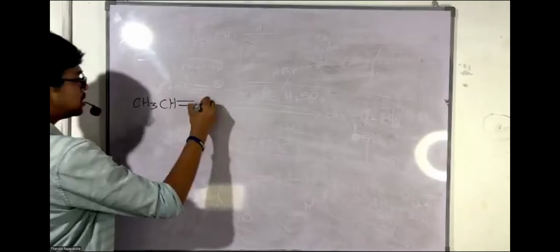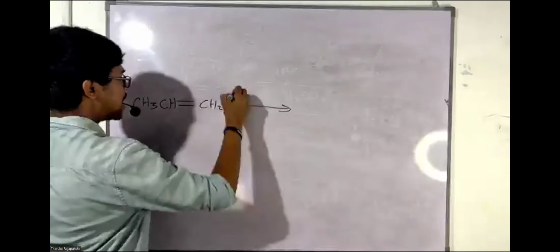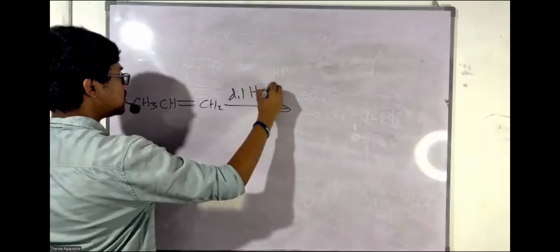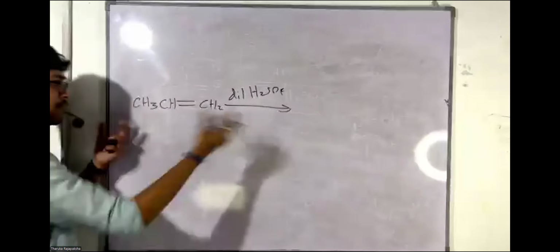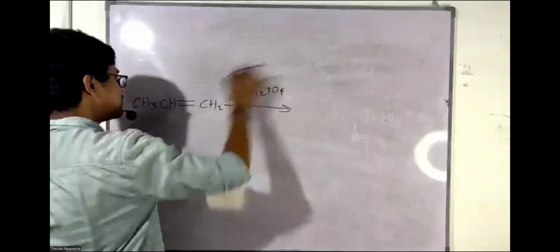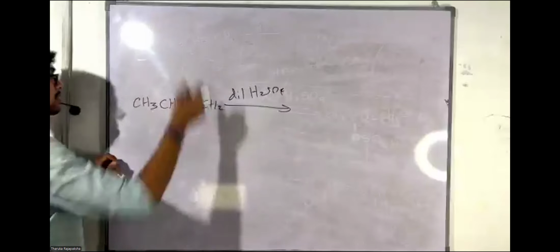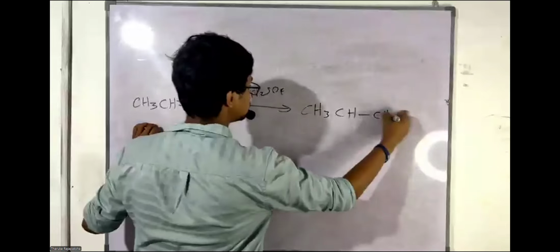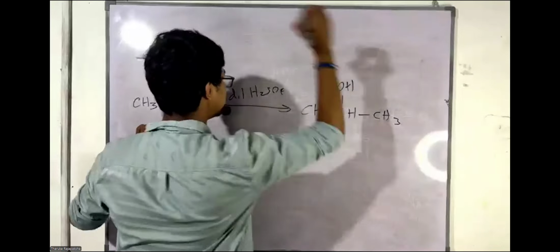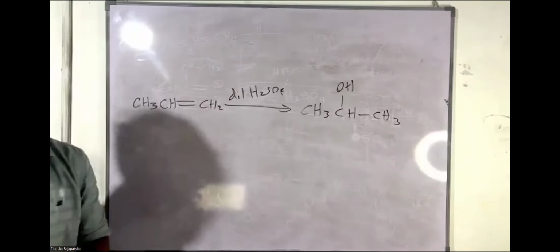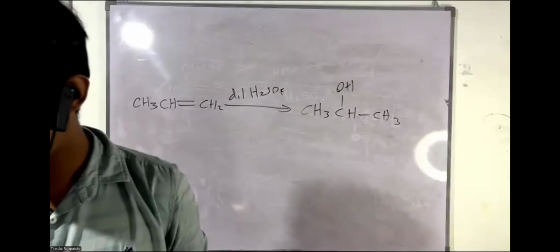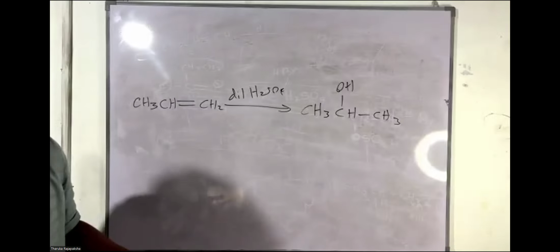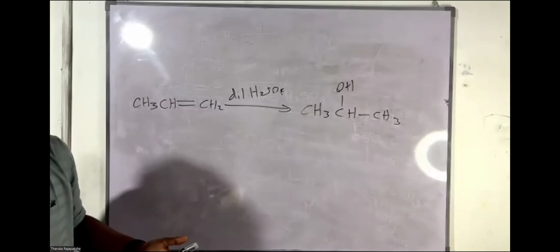We can combine the steps together, right? CH3, CH, double bond, CH2. So you're adding dilute H2SO4. Conc H2SO4 plus water is dilute H2SO4, right? So in this one also the same thing happens. So you get the product CH3, CH, CH3, and OH. Directly you can write the product. Right? You can write it like this, or you can write it like this also.